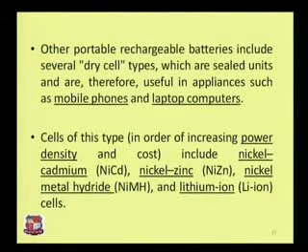Now, other portable rechargeable batteries include several dry cell types. In secondary batteries we actually have two types of cells: one is the dry cell, the second is the wet cell. Dry cell means the electrolyte is in paste form, whereas in the wet cell the electrolyte is in liquid form. Dry cells are sealed units, sealed in a package, and are therefore used in appliances such as mobile phones and laptop computers. In those we use these dry, rechargeable cells.